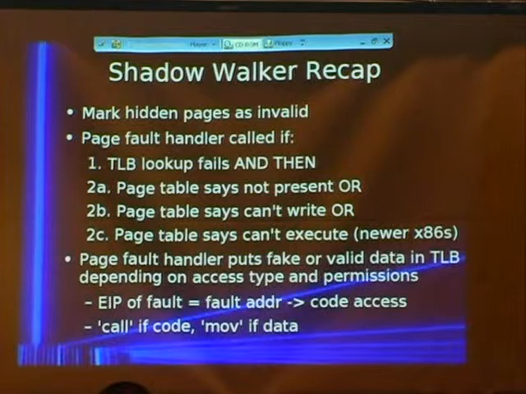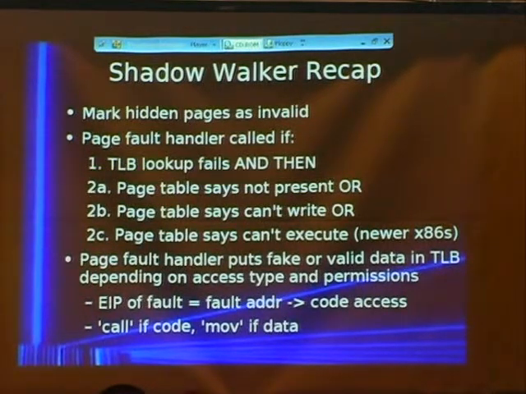So what Shadow Walker does is it marks the hidden pages as invalid, and then has a custom hook on the page fault handler to basically put fake or valid data in the TLBs, depending on the access type and the permissions for that data. So the check is whether the faulting instruction address is equal to the faulting address. If so, you know you have a code access, because it was your instruction that caused the fault, and you need to service that fault by caching the ITLB. You do that basically by issuing a call to that page, the page that you want to prime for that address. And then you issue a move, a read from that page, if it's not an instruction fault.